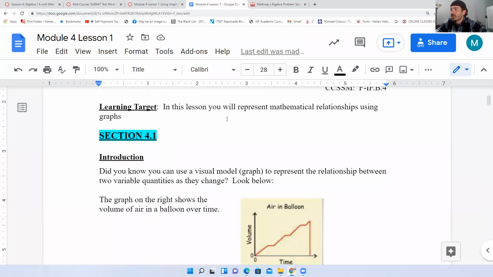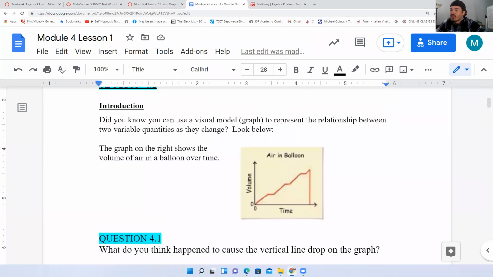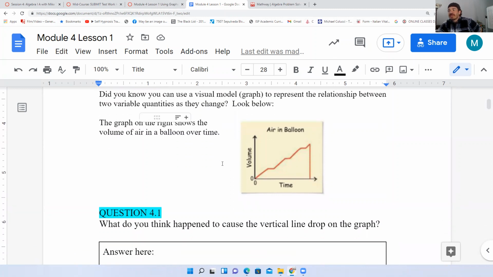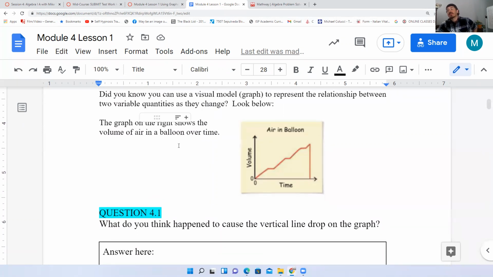Here we go. In this lesson, you will represent mathematical relationships using graphs. I told you I was tired today. Did you know you can use a visual model, a graph, to represent the relationship between two variable quantities as they change? So that's a really confusing sentence, but I think down below the image is a little bit more clear. The graph on the right shows the volume of air in a balloon over time.